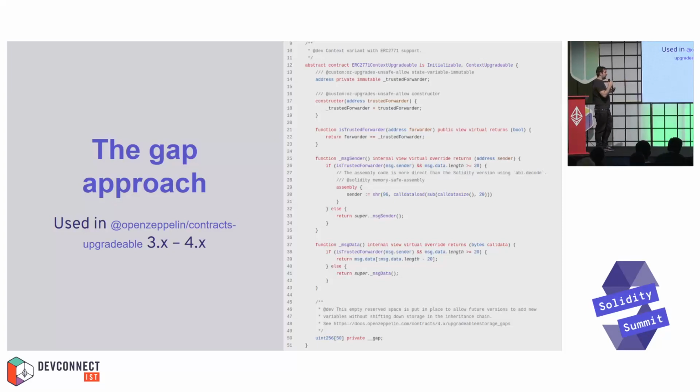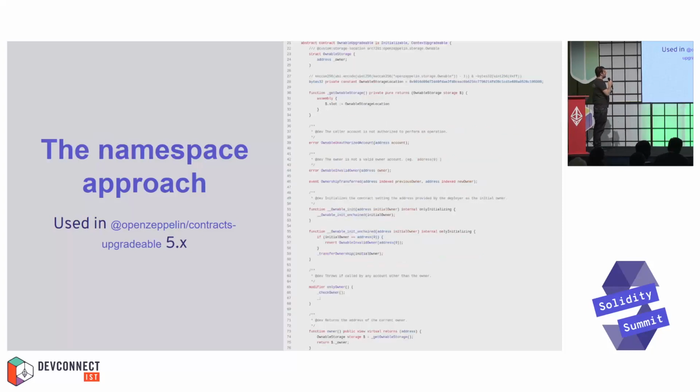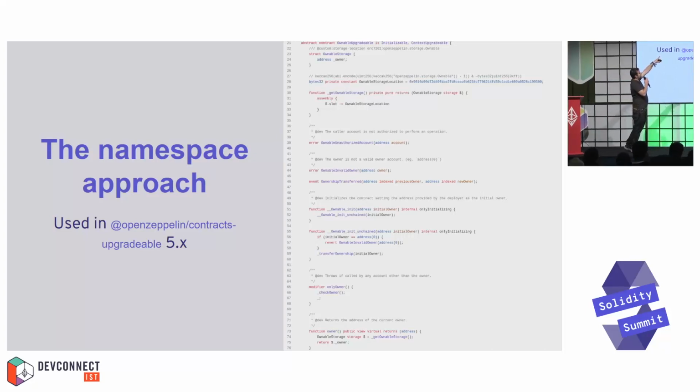What that doesn't resolve is the risk you have if you reorder your contracts in your inheritance ordering. So that's why we recently introduced namespace storage in 5.0. The thing with namespace storage is that it's a bit more difficult to read. But what you can see is that this is an Ownable contract. There is no owner declared here. We just have a structure that is OwnableStorage.